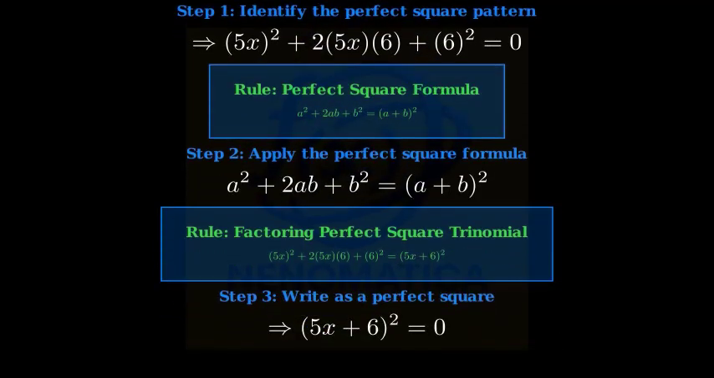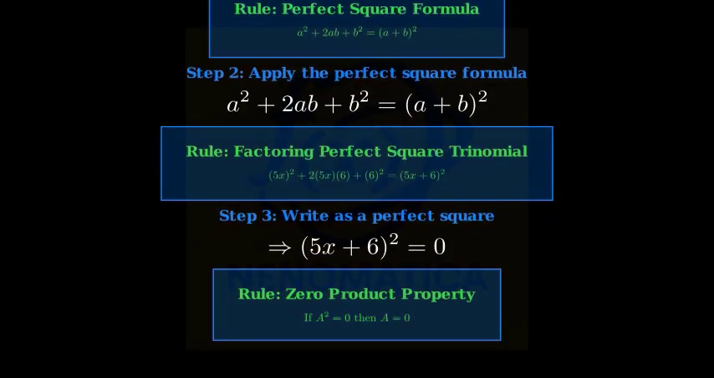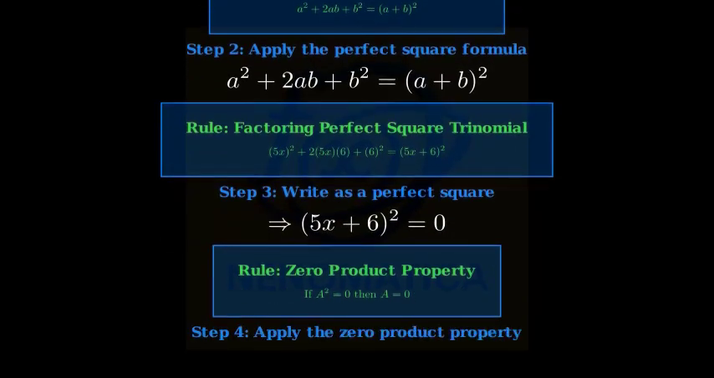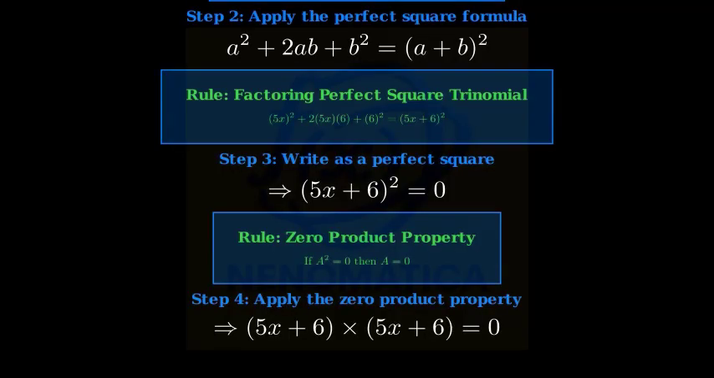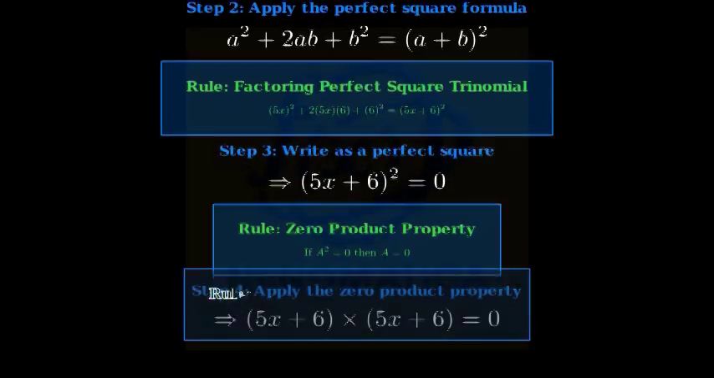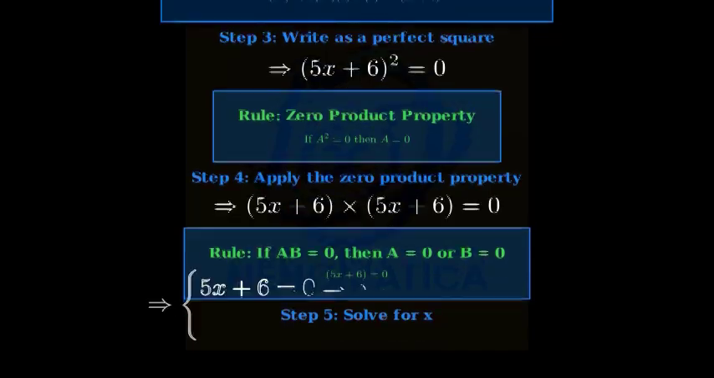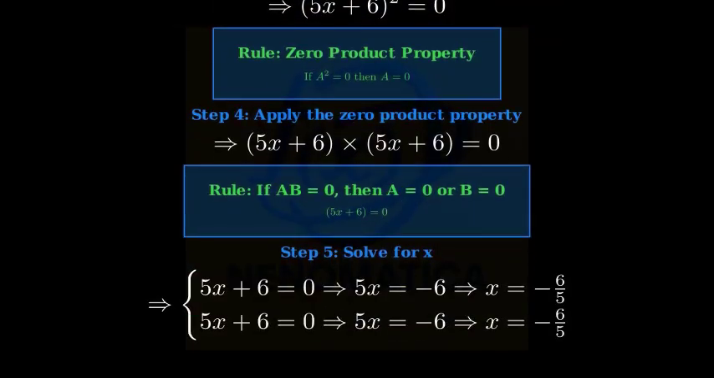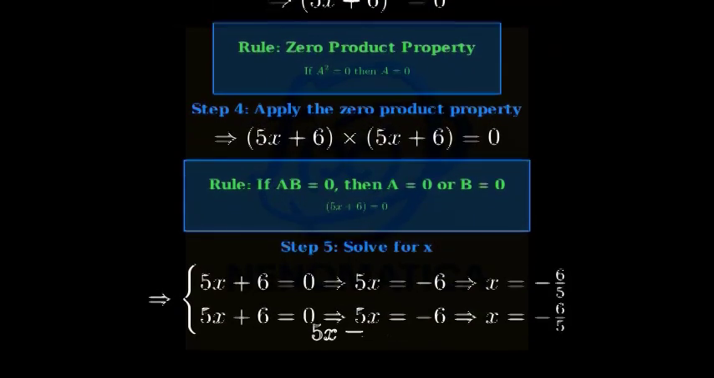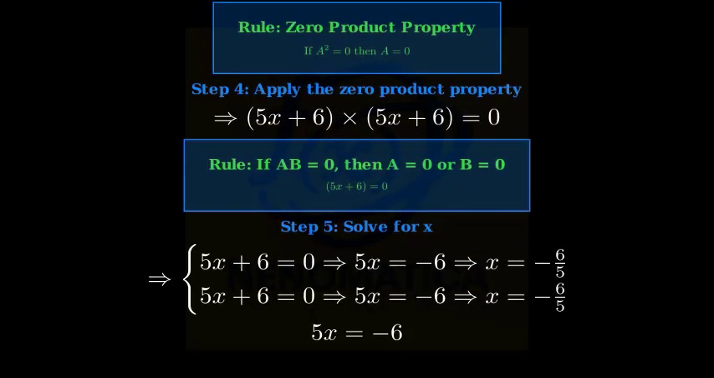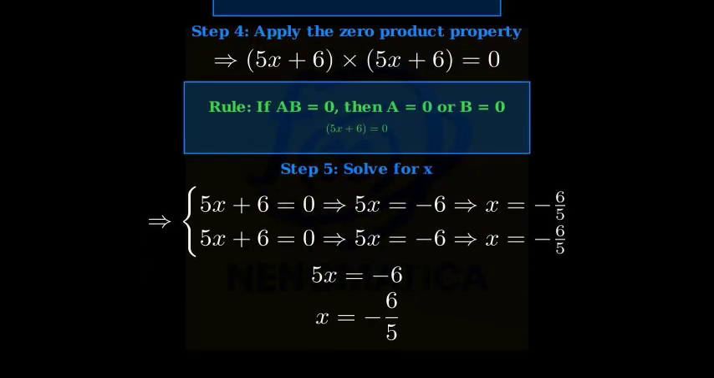In step 4, we can use the zero product property. If a squared equals 0, then a must equal 0. So we can write (5x plus 6) times (5x plus 6) equals 0. In step 5, we solve for x. Since the product of 5x plus 6 with itself equals 0, we know that 5x plus 6 equals 0. Therefore, 5x equals negative 6, and x equals negative 6 divided by 5, which is negative 6/5.